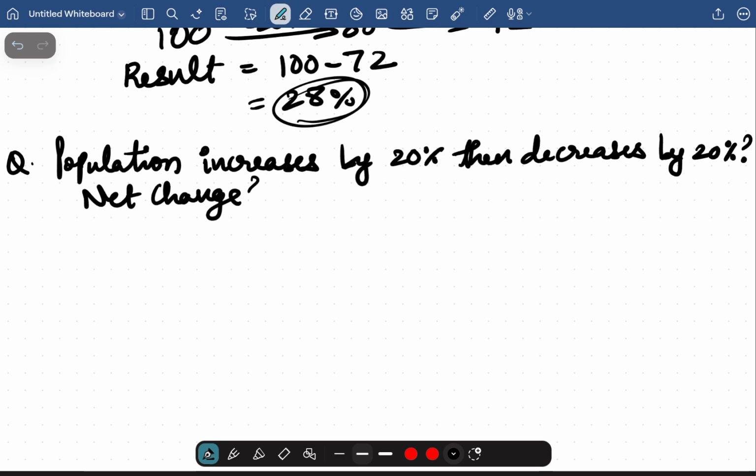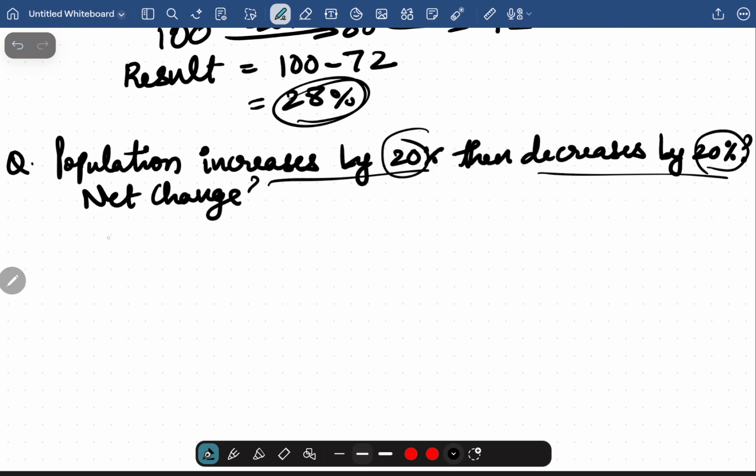So now moving on to the next question. Population increases by 20% and then decreases by 20%. So what is the net change? So there's a rule that was taught by my teacher. It's called the square rule. Means here it's the same up and the same down. Means it increases by 20% and it decreases by 20%.